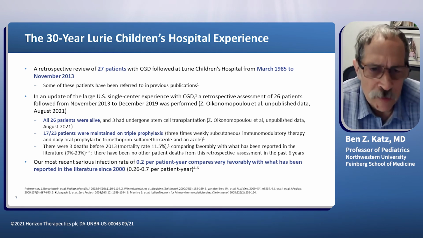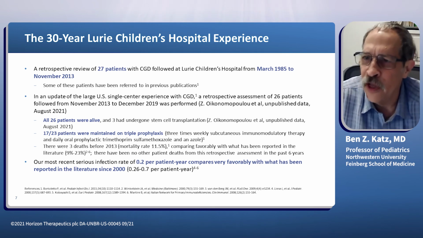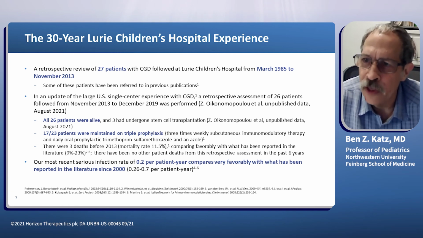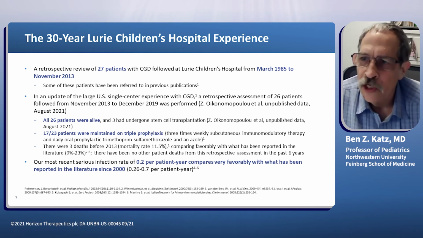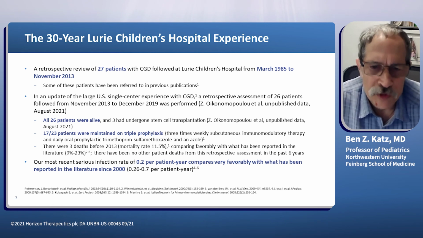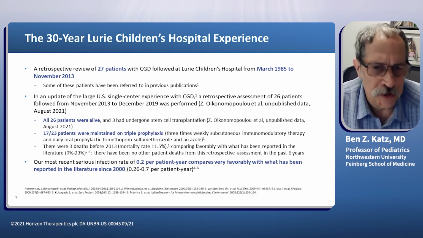And our most recent serious infection rate. So serious infections are a little bit hard to define. They're generally defined as infections that require either IV therapy or hospitalization. Our serious infection rate has declined over the last 6 years. So when you include our last 6 years data in aggregate, our rate becomes 0.2 per patient per year, which compares very favorably with what's been in the literature since the year 2000.